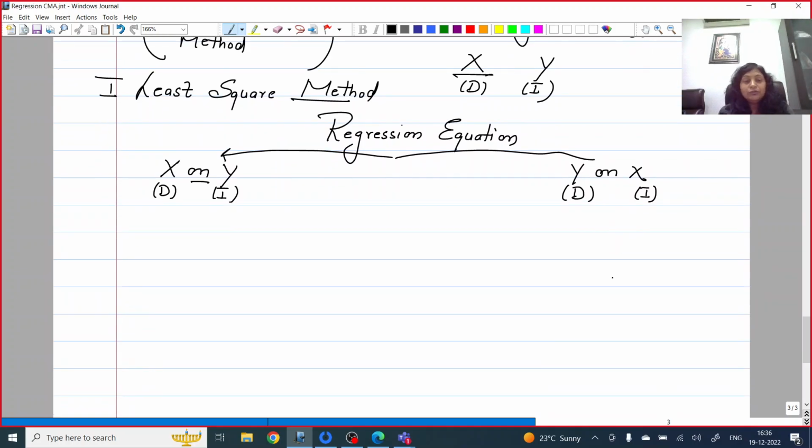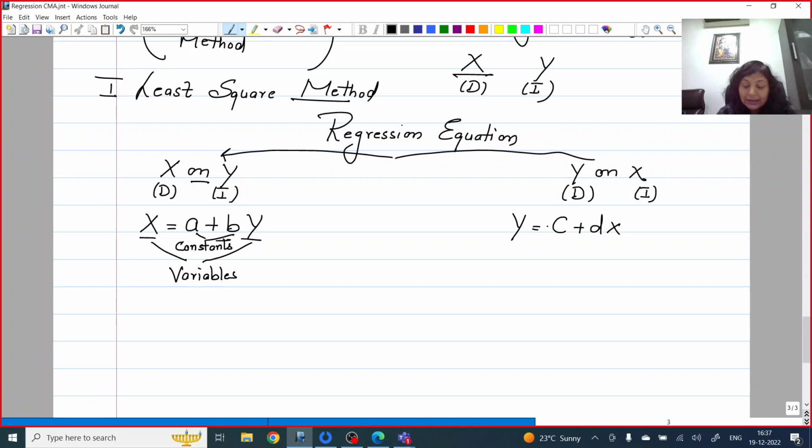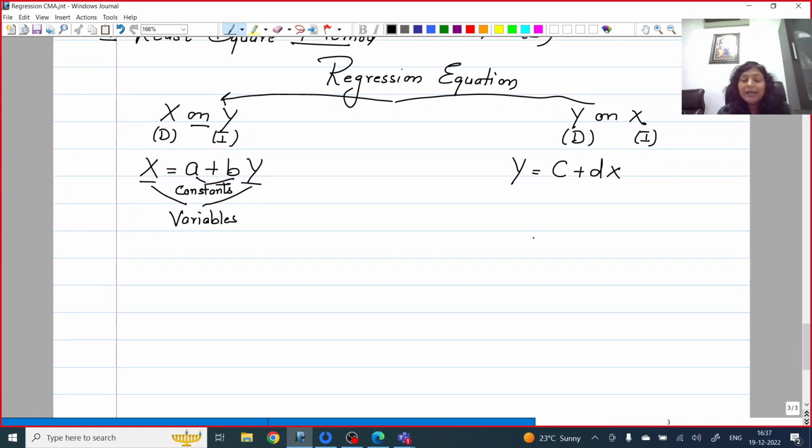Now we have to compute these equations using the least square method. If our equation is x on y, then it is in the form x equals a plus by, where x and y are variables and a and b are constants. If we find the values of a and b, that will complete our equation. And when we say y on x, then y equals c plus dx. In the same way, y and x are variables and c and d are constants. Now how can we solve the question using the least square method?